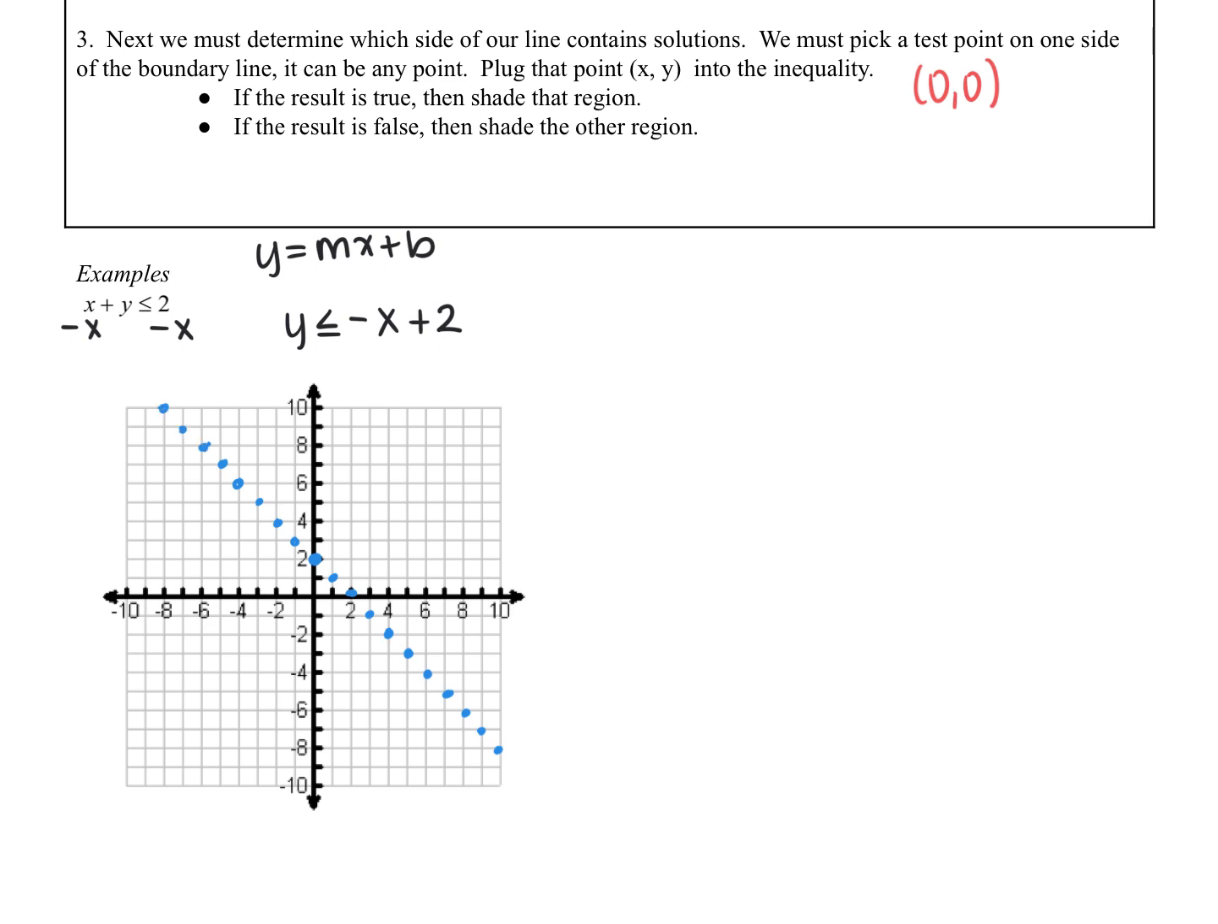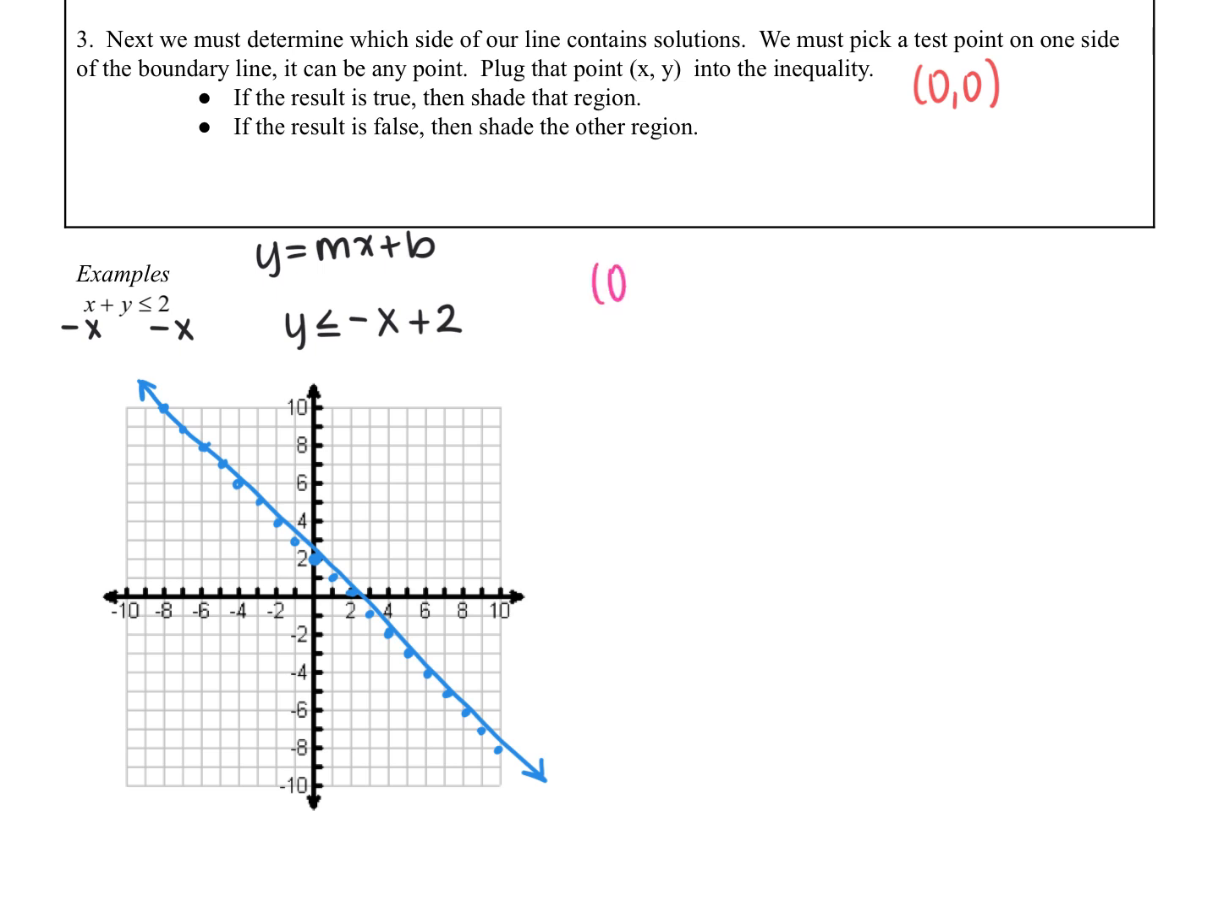Now I have to determine whether or not I'm going to have a solid line or a dashed line. Because my inequality is less than or equal to, that means I'm going to have a solid line. I'm going to use a solid line to connect my points. My last step is to plug in my point 0,0 to see which side of that line I'm going to shade.